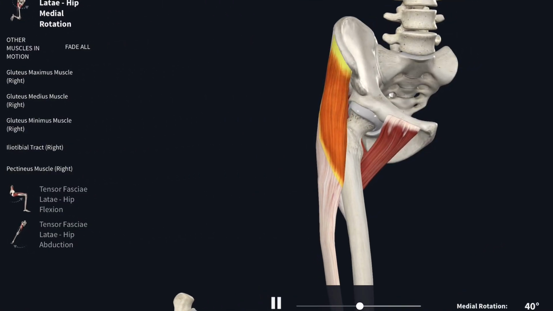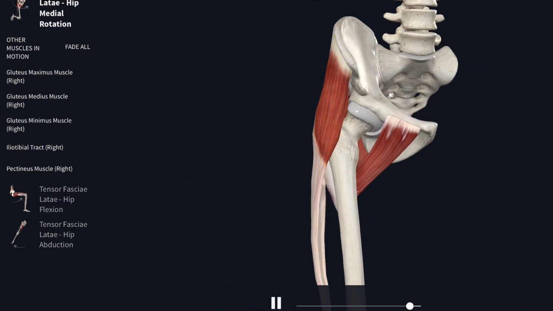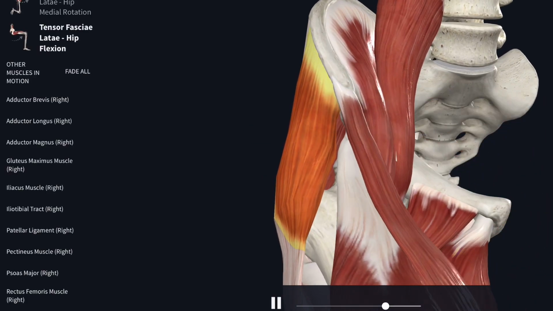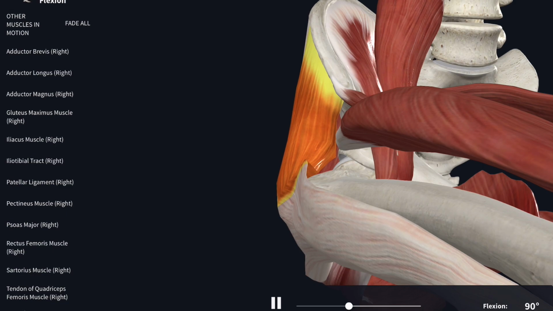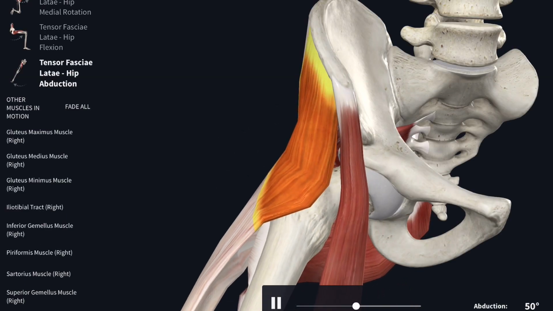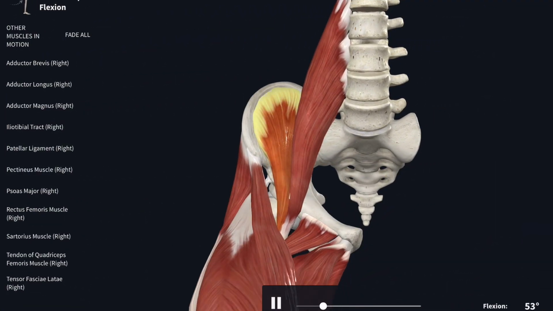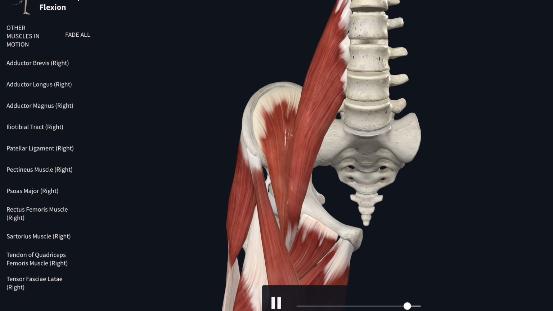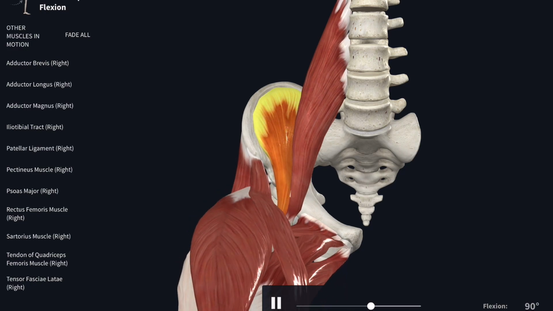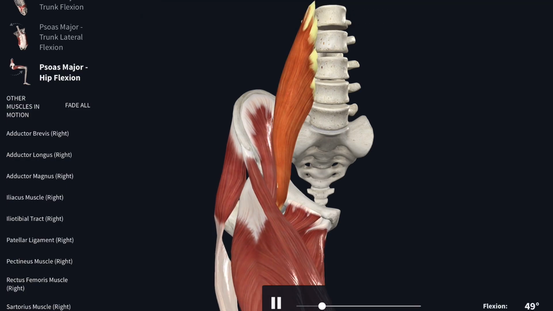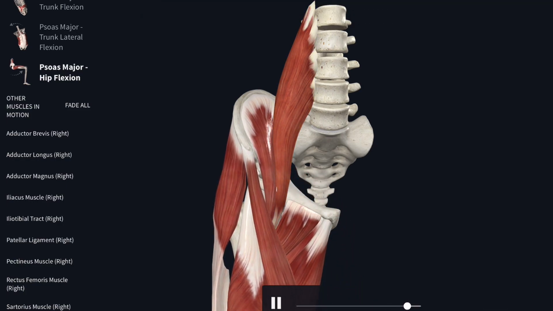The tensor fasciae latae is a medial hip rotator, a hip flexor, and adductor. More superior is the iliacus, which is a hip flexor. Along with that is the psoas major, which is actually a part of it, and this is also another hip flexor.